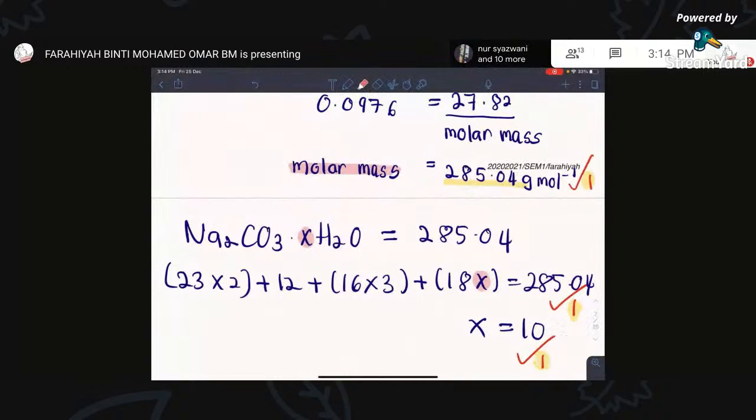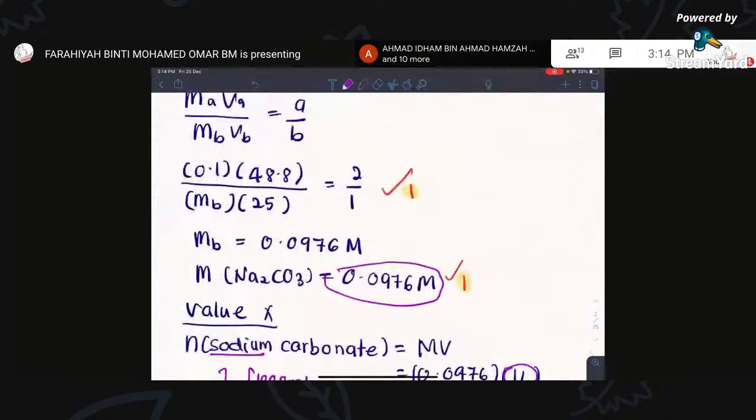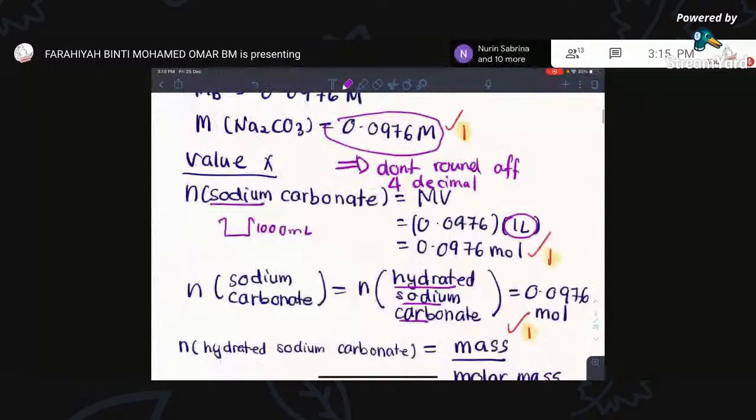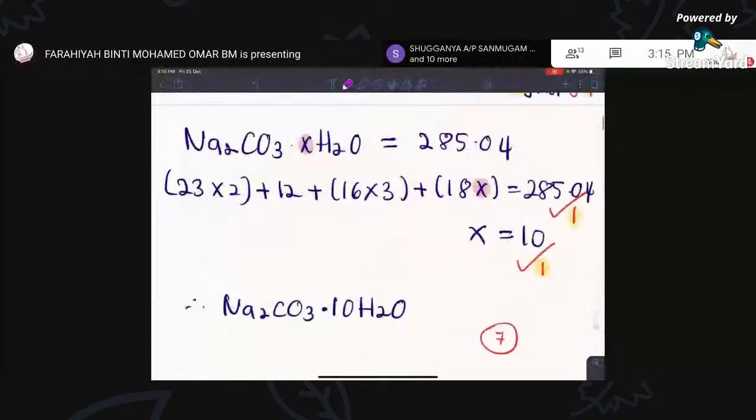Kalau bundar terus, concentration jadi 0.01 molar, okay, di sini don't round off, jangan bundarkan. You macam saya cakap hari tu, always keep the decimal. Okay, so maintain the decimal. And next, okay, you dah habis dah molar mass, lepas tu okay settle. So you boleh dapatlah value X sebab soalan minta kamu X.